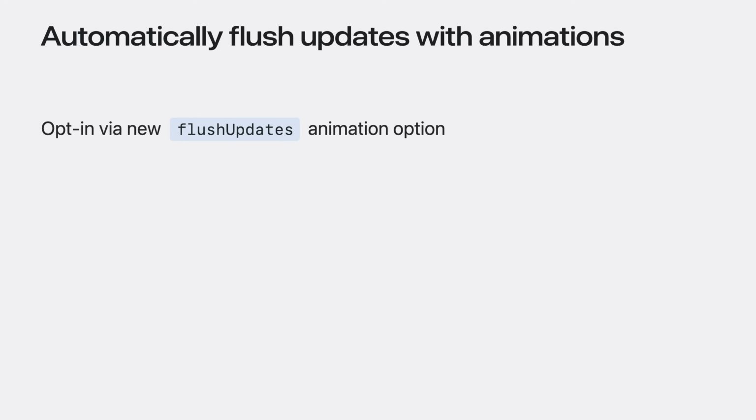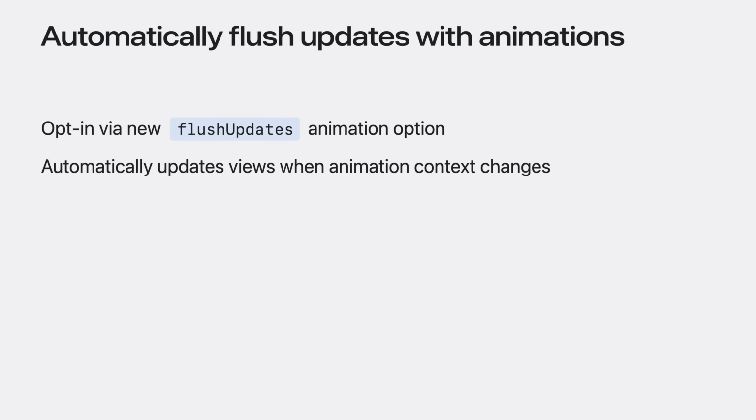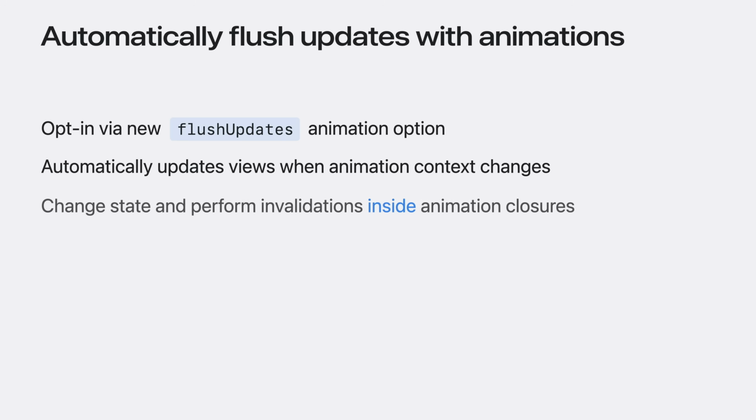Manually maintaining property and view dependencies is prone to error, and can result in either too many or too few updates or animations. iOS 26 has a new animation option for UIViews called flushUpdates. When enabled, UIKit applies pending updates just before the animation begins, and again when it ends, so you no longer need to call layoutIfNeeded. For flushUpdates to work, only make invalidating state changes inside the animation closure.